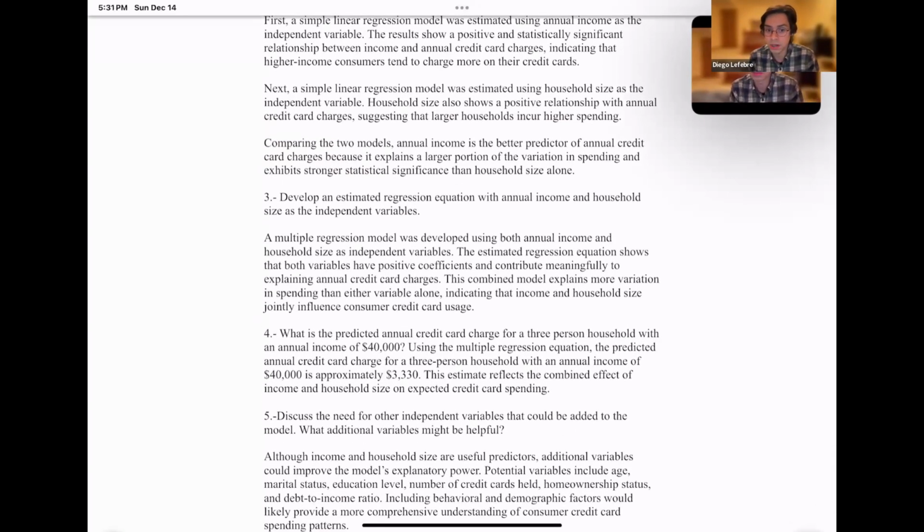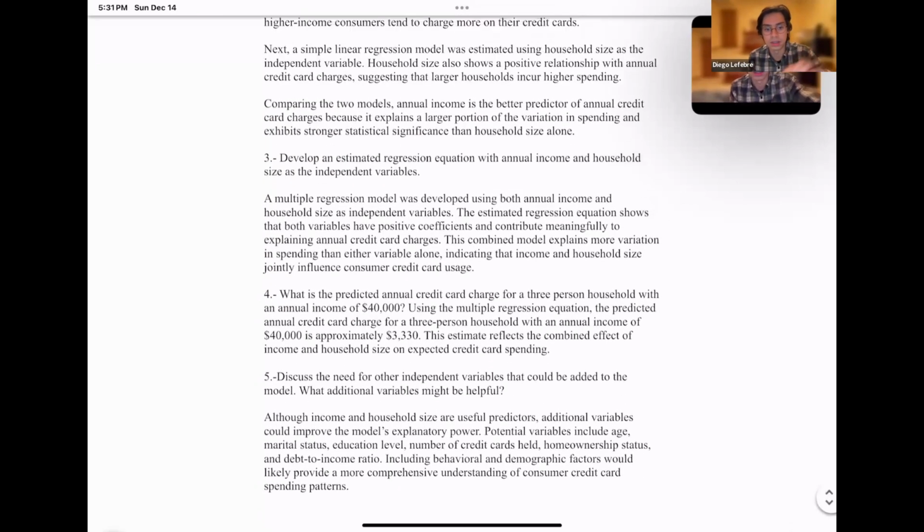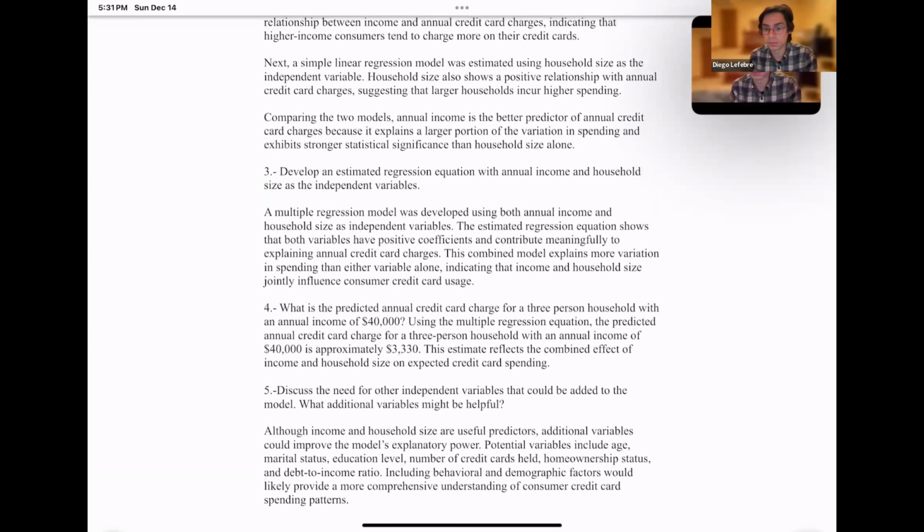A multiple regression model was used with both annual income and household size as independent variables. The estimated regression equation shows both variables have positive coefficients and contribute meaningfully to explaining annual credit card charges. Using the multiple regression equation, the predicted annual credit card charge for a 3-person household with an annual income of $40,000 is approximately $3,230. This estimate reflects the combined effect of income and household size on expected credit card spending. Although income and household size are useful predictors, additional variables could improve the model's explanatory power.